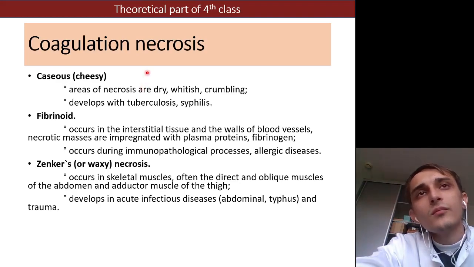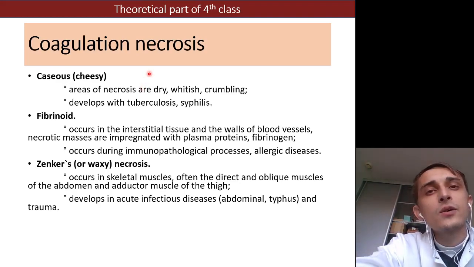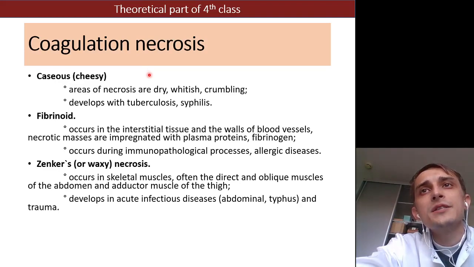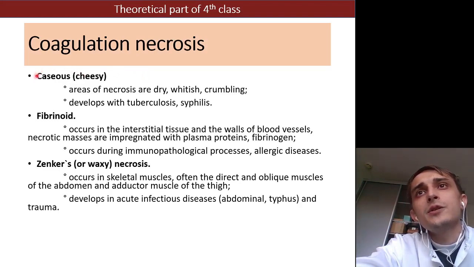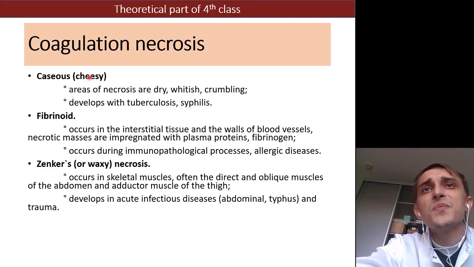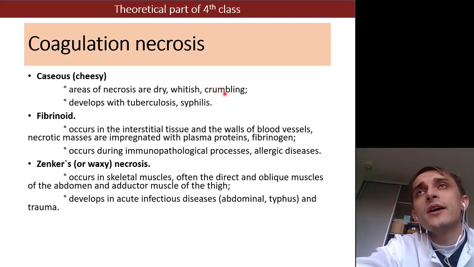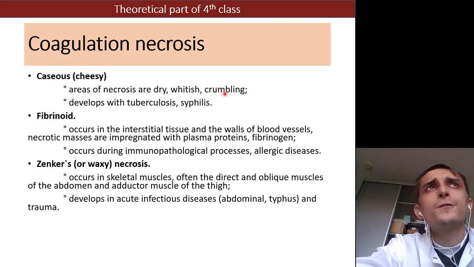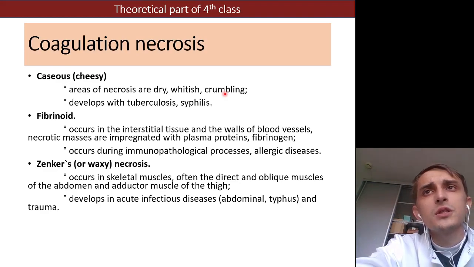Coagulative necrosis can be divided into three groups or subtypes. The first is caseous or cheesy necrosis, typical for some chronic infectious diseases like syphilis and tuberculosis. The tissue becomes dry, whitish, and crumbling, so there are a lot of different pieces of necrotic tissue in the necrotic area.